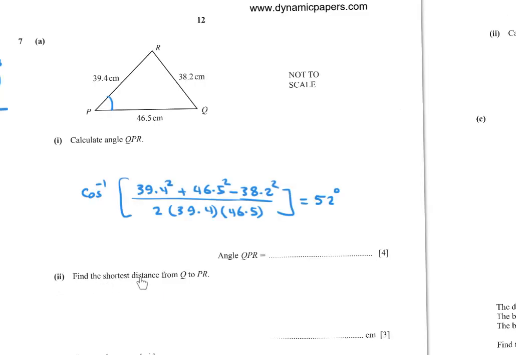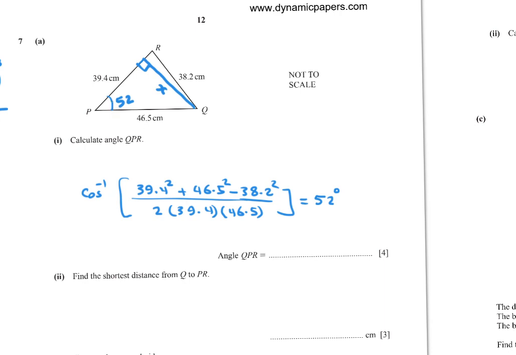Double I, find the shortest distance from Q to BR. From Q to BR. The shortest distance is the perpendicular distance. If we drop a perpendicular line, we need to find the perpendicular distance. Now we have angle QBR is 52, so this angle is 52. We need to find the opposite, and we have the hypotenuse. We have a right angle triangle. We need to find the opposite, and we have the hypotenuse, which is 46.5, and we have this angle.